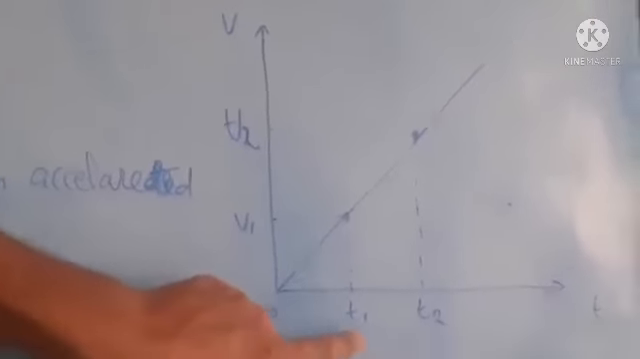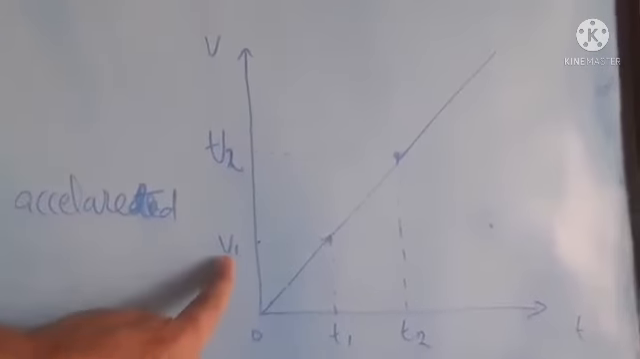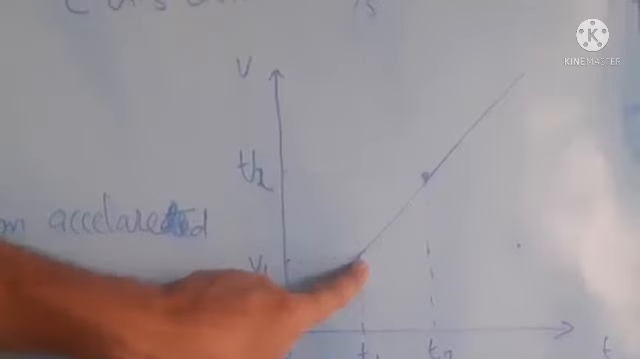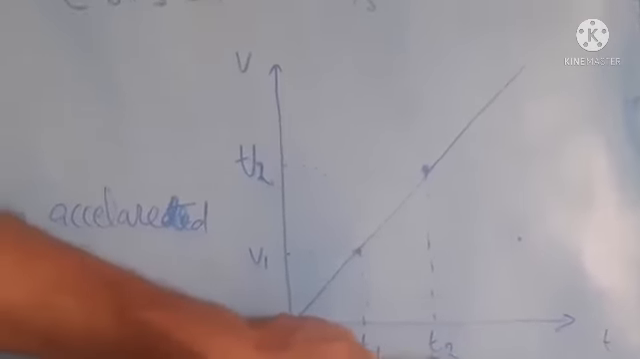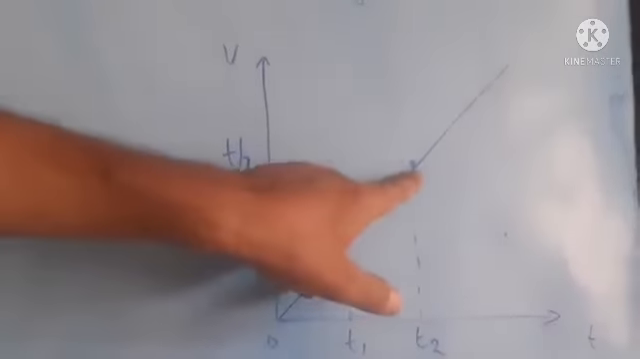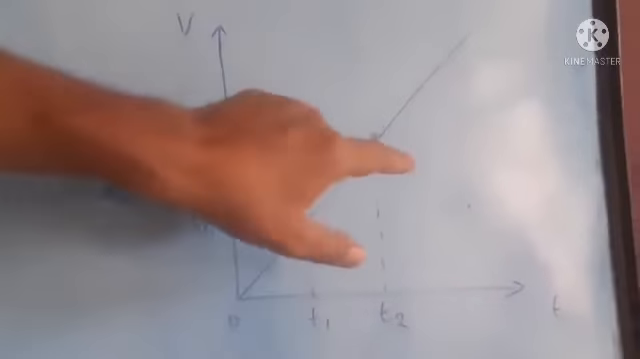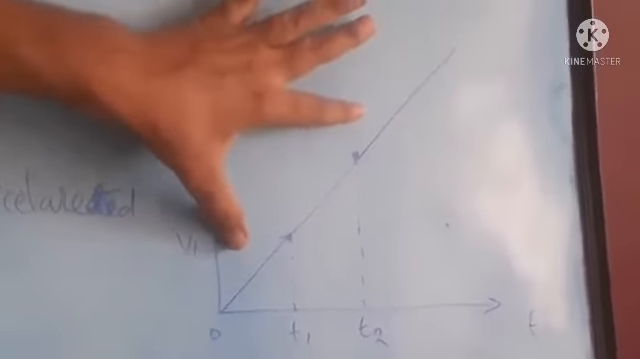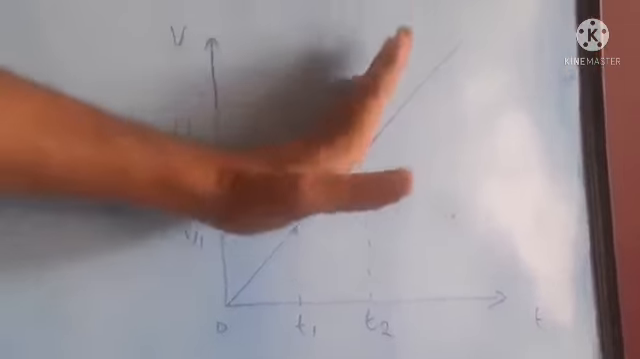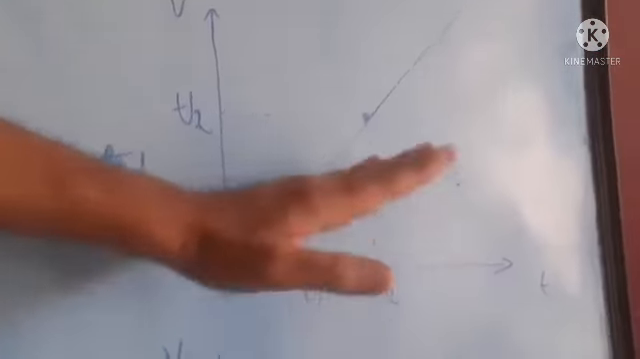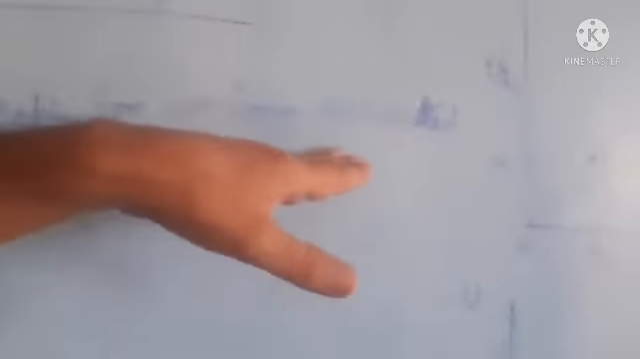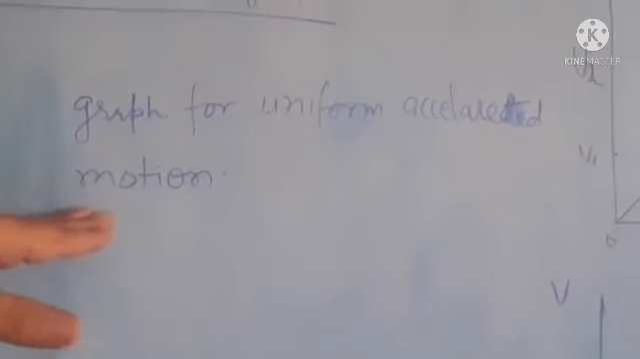Suppose at any time t1 velocity is v1, then we take one point, and at time t2 velocity is v2, then take another point and join these points by a line. Then it will be a straight line inclined to the time axis. This type of VT graph represents uniformly accelerated motion. If we find the acceleration by this graph, it is always a constant value.